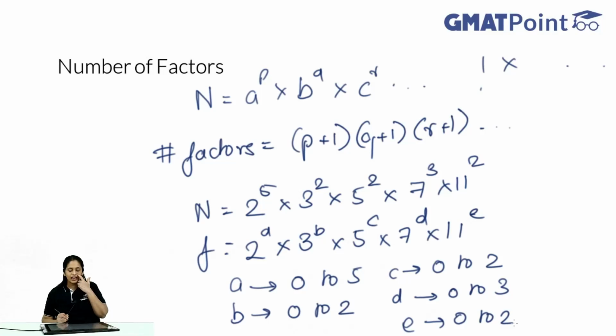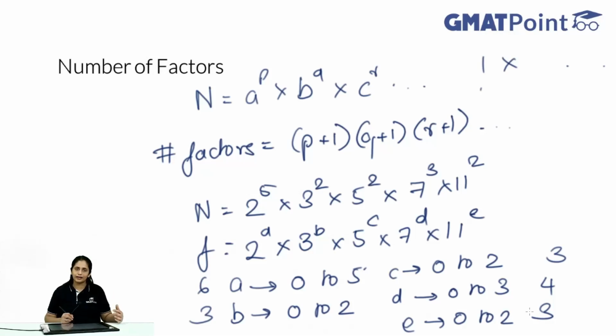So that means I can select the power of 2 in 6 ways. 0 to 5 is essentially 6 ways. I can select the power of 3 in 3 ways. I can select the power of 5 in 3 ways. I can select the power of 7 in 4 ways, and the power of 11 in 3 ways. So if I consider all the possible combinations, in how many ways can I select a factor? That can be done in 6 into 3 into 3 into 4 into 3, which gives us 648 again, which is our actual answer.